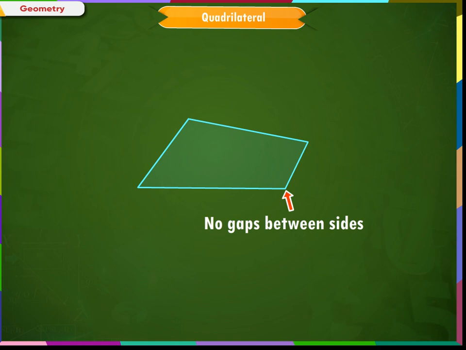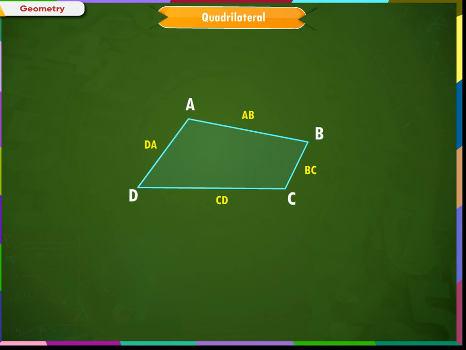Each point where 2 sides touch is called a vertex. You can see there are 4 vertices of a quadrilateral. Let us name these 4 vertices as A, B, C and D. We can name the 4 sides of the quadrilateral as AB, BC, CD and DA.